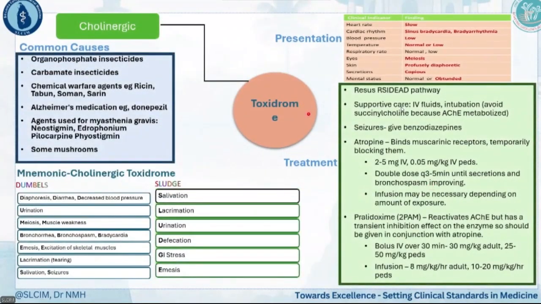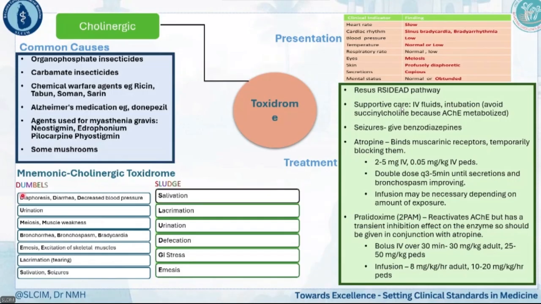The last one, actually, is the cholinergic toxidrome. I'm not going to spend much time because I'll be discussing this in my next few slides. The common causes are the organophosphate insecticides and the carbamates also. There can be Alzheimer's medication overdose, donepezil, or the agents used for myasthenia gravis, neostigmine, and some mushroom poisonings can also cause cholinergic crisis. So please remember this beautiful mnemonic, DUMBBELS or SLUDGE, for you to remember all the features which give rise to cholinergic crisis.